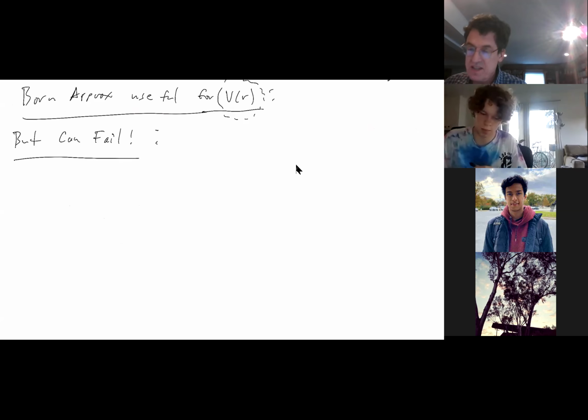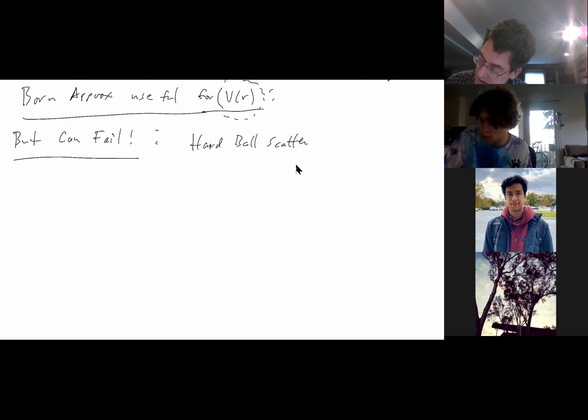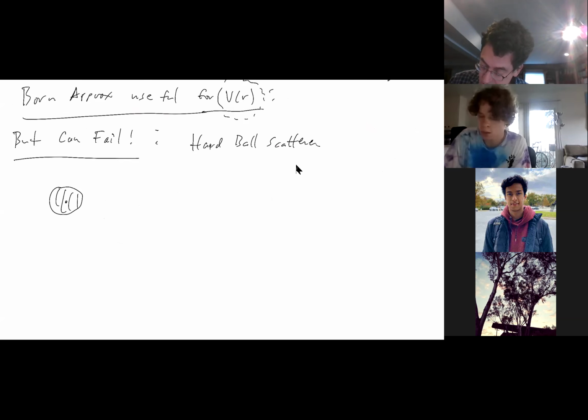And so let's consider a case where it fails. So let's consider this situation. Let's take a hard ball scatterer. It's like a billiard ball, a hard ball scatterer that has some radius. I'll call it R naught.